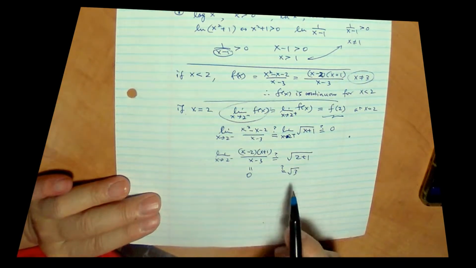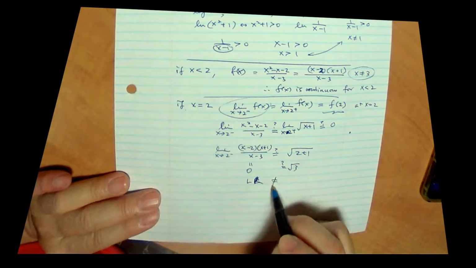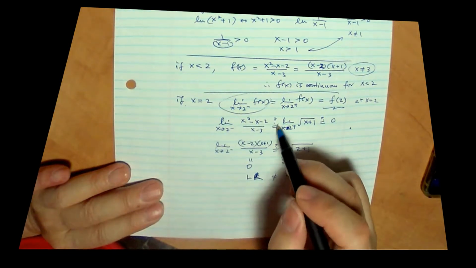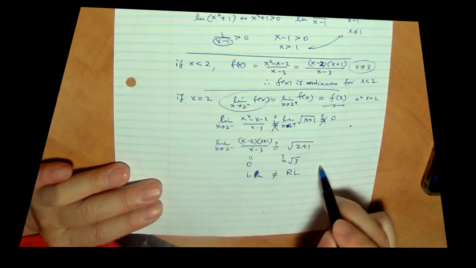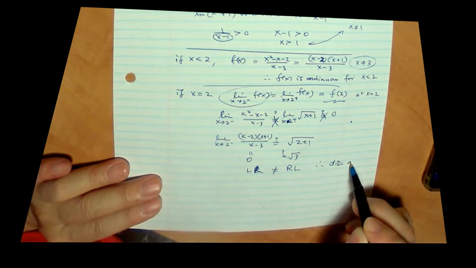So the limits don't agree because the left-hand limit does not equal the right-hand limit. Therefore, the limit doesn't exist. Therefore, it's discontinuous because these two don't agree. So discontinuous at x equals 2.